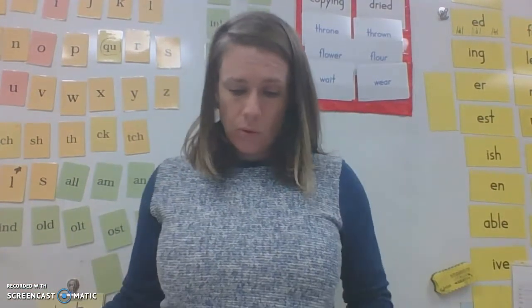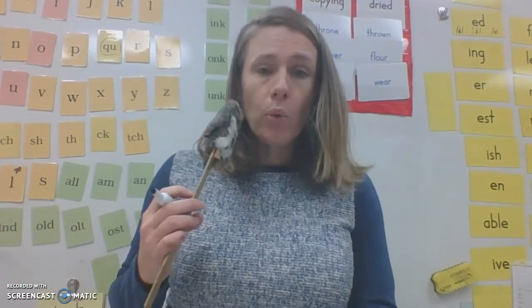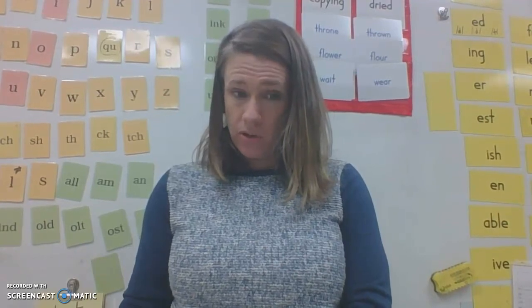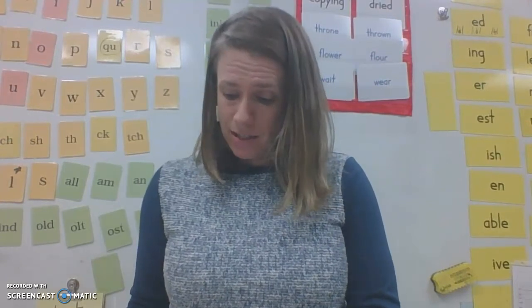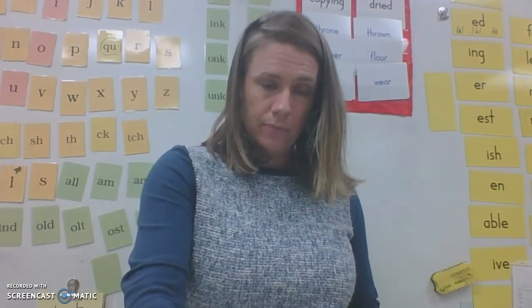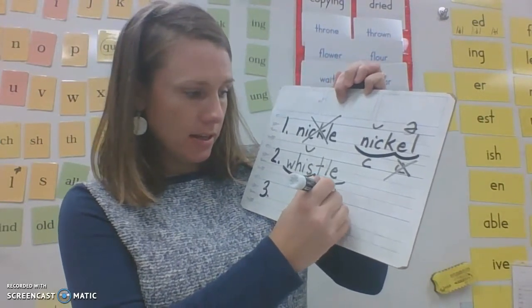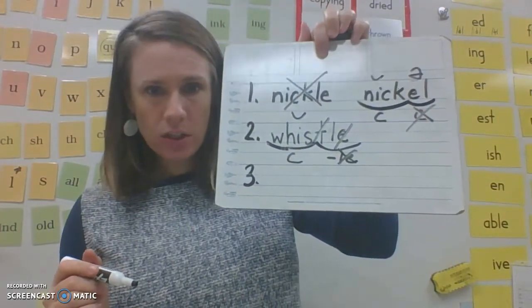Let's go down to number 2. Repeat after me. Whistle. Whistle. Take your time while you write. And then mark it up. Be thinking about what kind this is. Okay, we have a closed syllable and we have a consonant LE, but we know it's an exception because the T and the E are silent. Whistle.